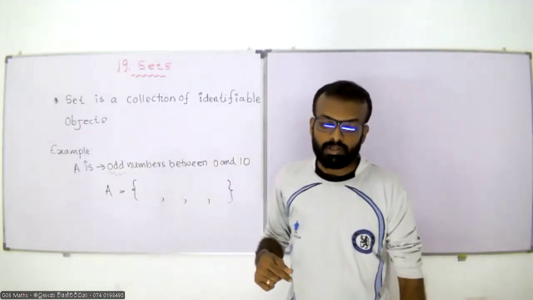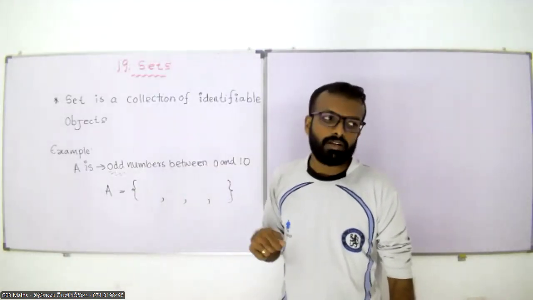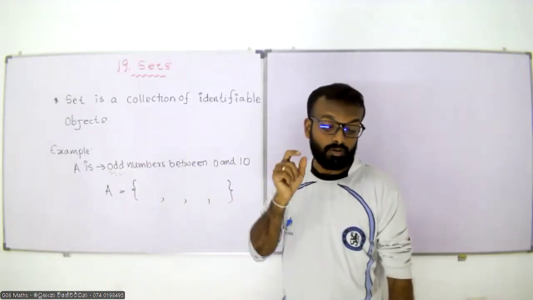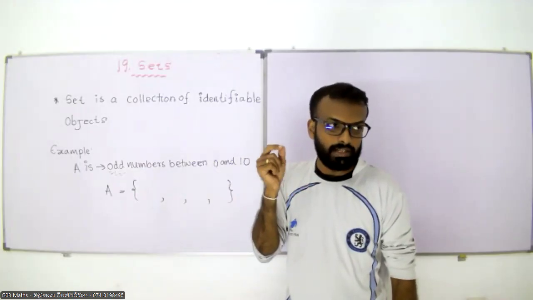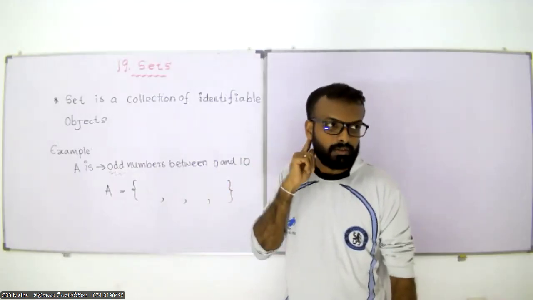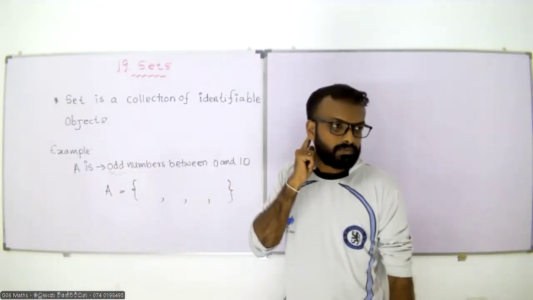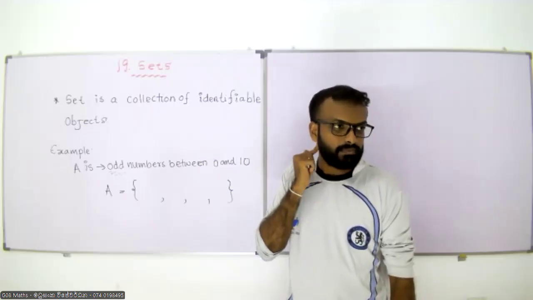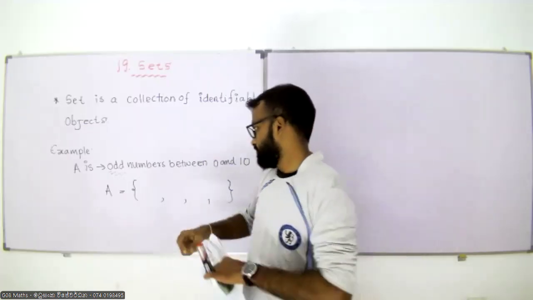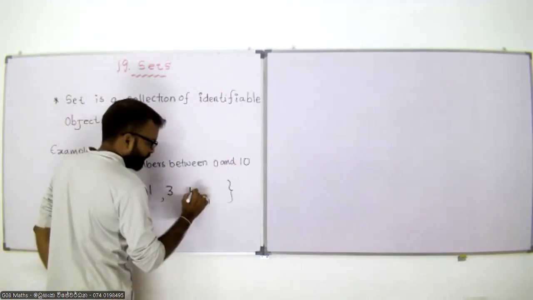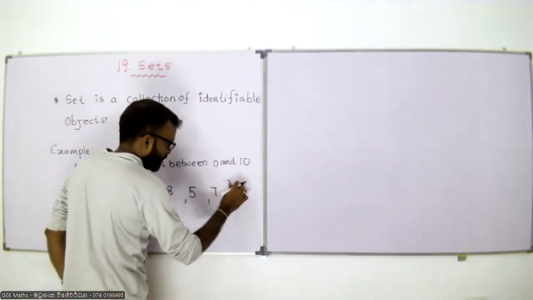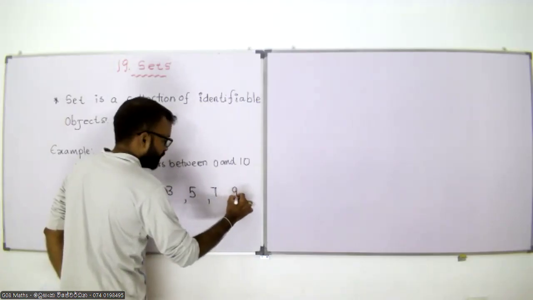Is 2 an odd number? Is 4 an odd number? Is 6 an odd number? Is 8 an odd number? No, sir. So what are the odd numbers? 1, 3, 5, 7, 9.